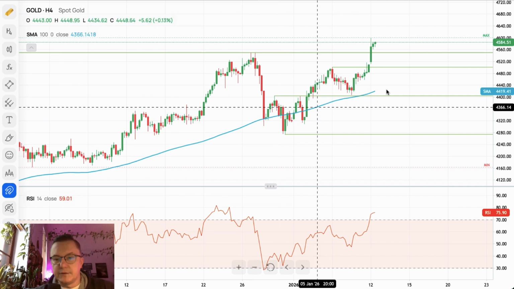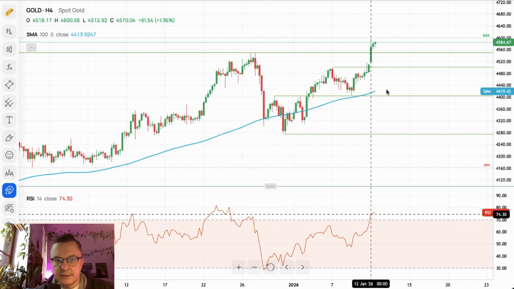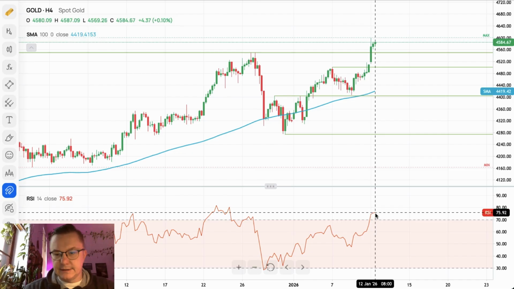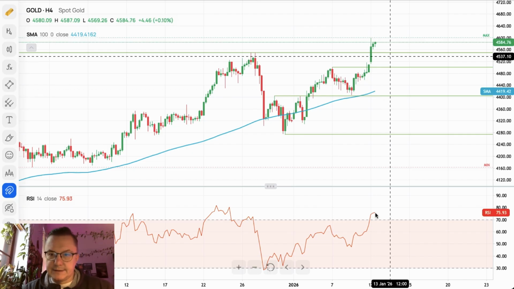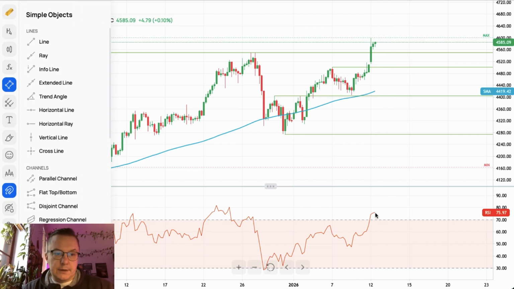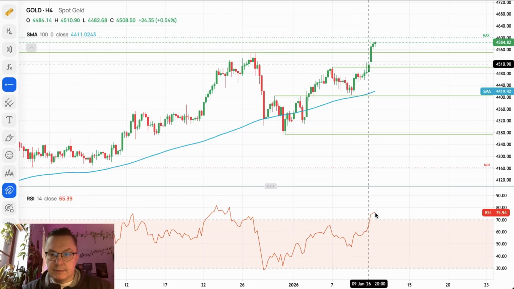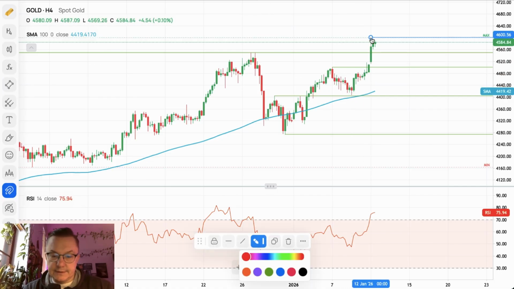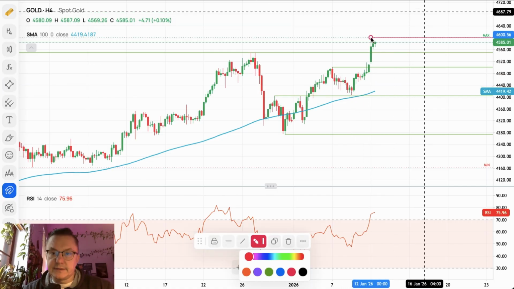We are above the 100 periods moving average, but if you take a look here, you can see that the market is now at the level of 75 points on the RSI. So this means this is the extremely overbought market condition, and we might see some sort of profit taking, maybe some pullback, maybe some correction. We will see. So it looks like that. 4,600 on gold.